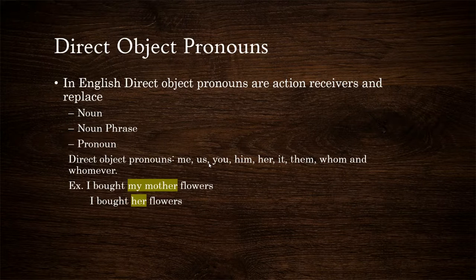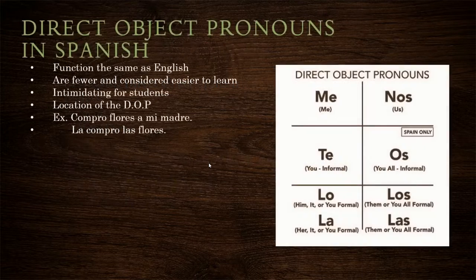So, direct object pronouns, if you can think back to your elementary school days, in English, and most of you would already know this as well, but this is just a refresher. In English, direct object pronouns are action receivers and replace a noun, noun phrase, or pronoun. Direct object pronouns are me, us, you, him, her, it, them, whom, and whoever in English. An example of this in a sentence is I bought my mother flowers and I bought her flowers. My mother was replaced by her.